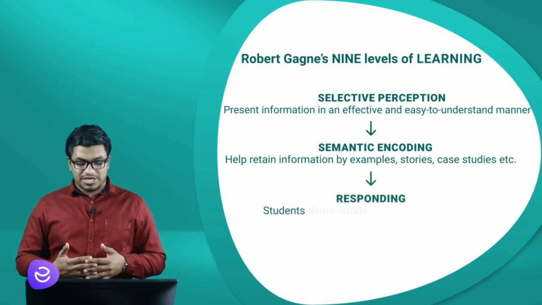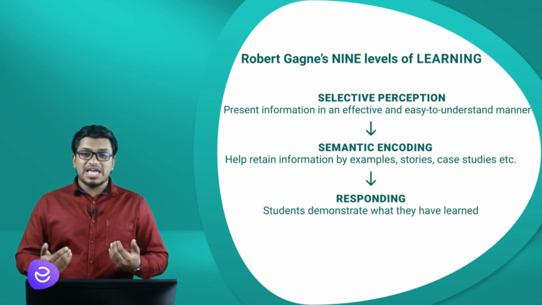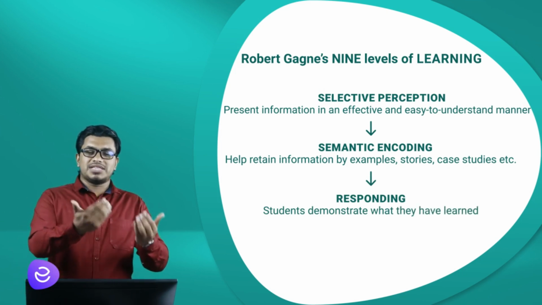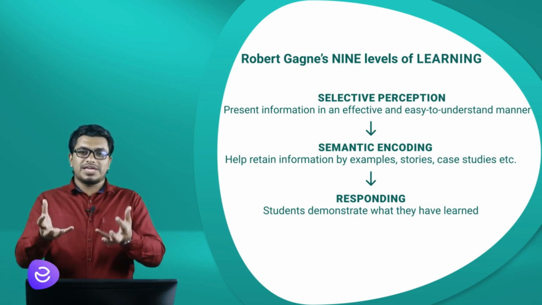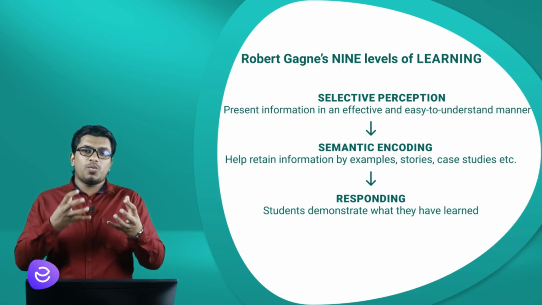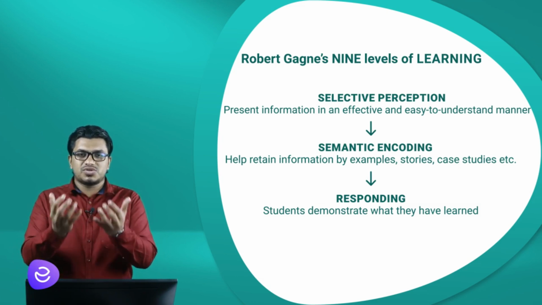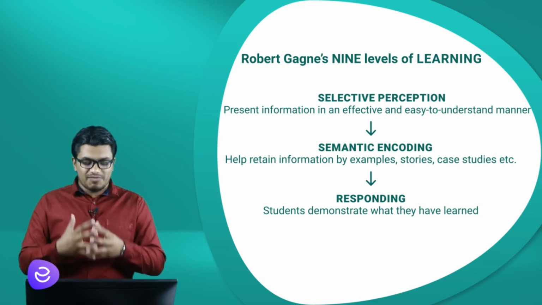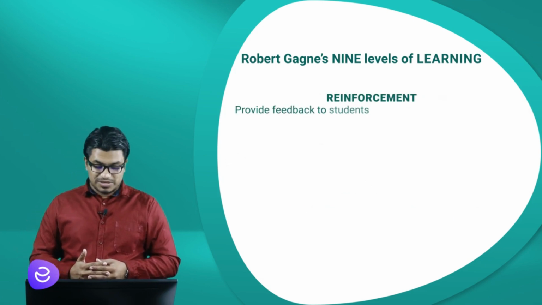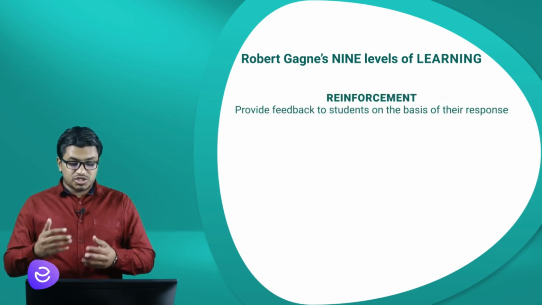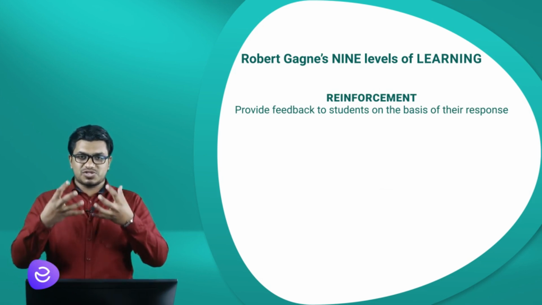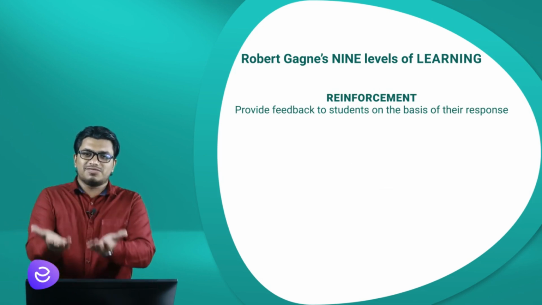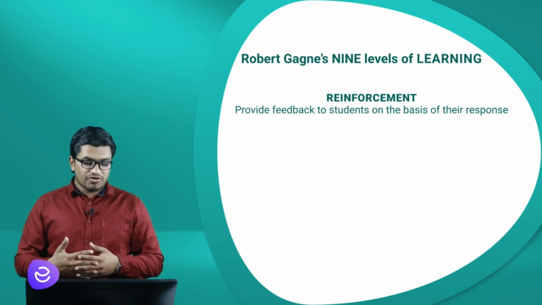Then comes responding. Students demonstrate what they have learned, maybe ask questions and then get answers. The students respond or give feedback, and we know whether the student has understood or not. So the students respond to whatever they have been taught. Then reinforcement, that is, providing feedback to the students based on their response. Whatever the student has responded, the teacher again gives feedback to the students, and that is called reinforcement.